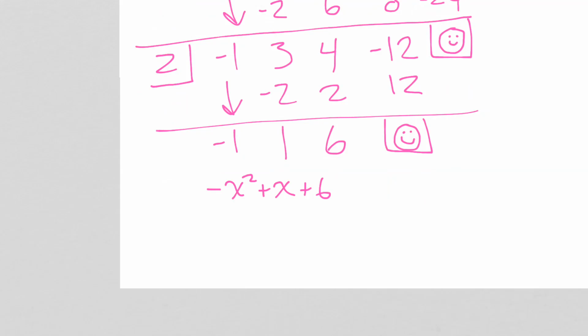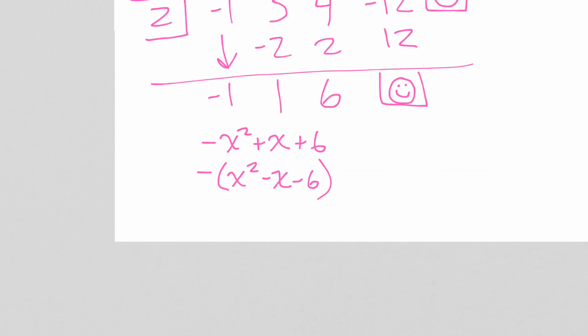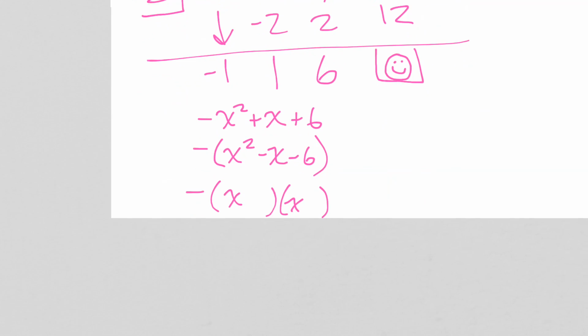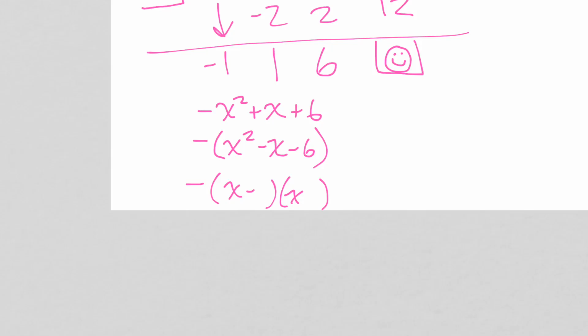Well, we can factor this. I'm going to pull that negative out, and we'll have negative x squared minus x minus 6, which still can factor. So negative, x something, x something. What are those somethings? Well, they have to be minus 3 and positive 2, because we have to multiply to negative 6 and add to negative 1, the coefficient on that middle term.